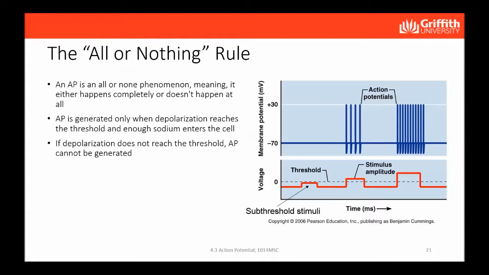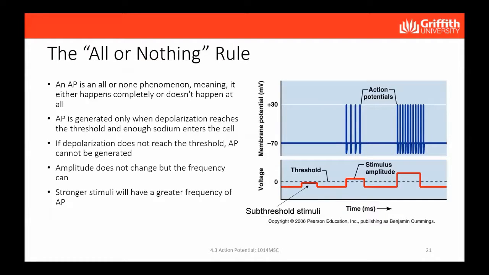An action potential can only be generated when enough sodium enters the cell and the depolarization reaches the threshold. However, if the depolarization does not reach the threshold, which means if the number of sodium ions entering the cell is too low, then the action potential will not be generated. Furthermore, regardless of how strong a stimulus is, the amplitude or strength of a single action potential does not change, but the frequency does. Therefore, a strong stimulus will have a greater frequency of action potentials than a weakened stimulus.